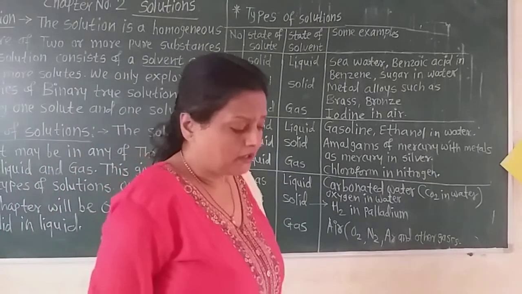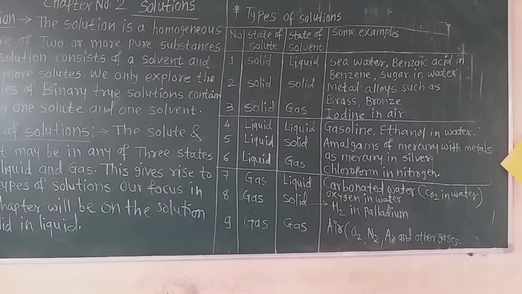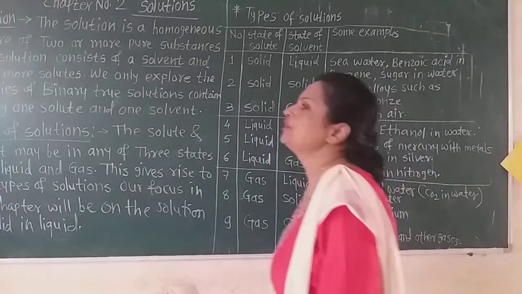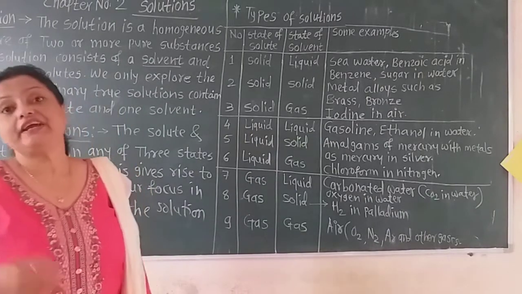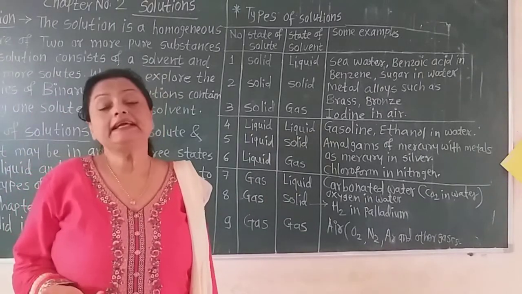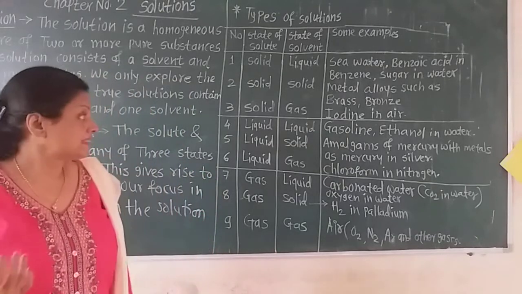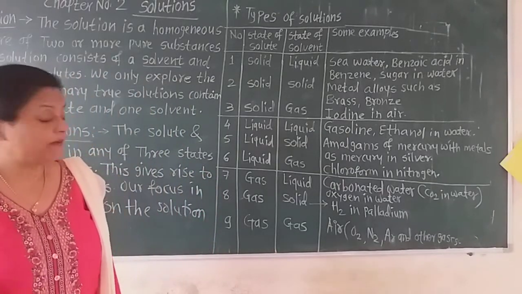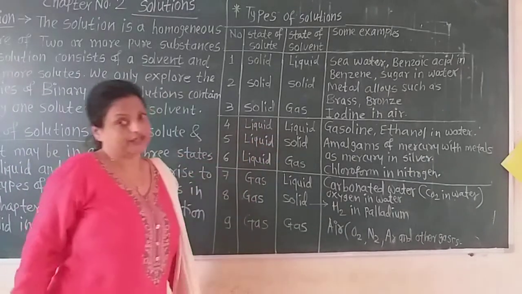And we know what that is called. Substances such as camphor, iodine, naphthalene, these are the substances which, when kept openly, directly convert from solid into gas. And camphor in air is also an example of the solid in gas type.